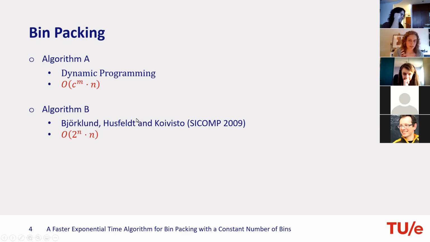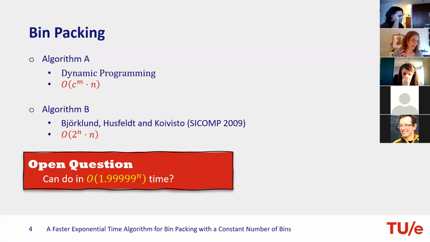One of the main questions is, can we do this faster than 2 to the n time, so 1.999 to the n time? This is a question that's asked more often. For example, there are a lot of hypotheses that some problems cannot be done faster than 2 to the n. People think that for Hamiltonian cycle. So it's an interesting question to see whether this is true for bin packing as well. We are not able to answer that question, but we're coming quite close.